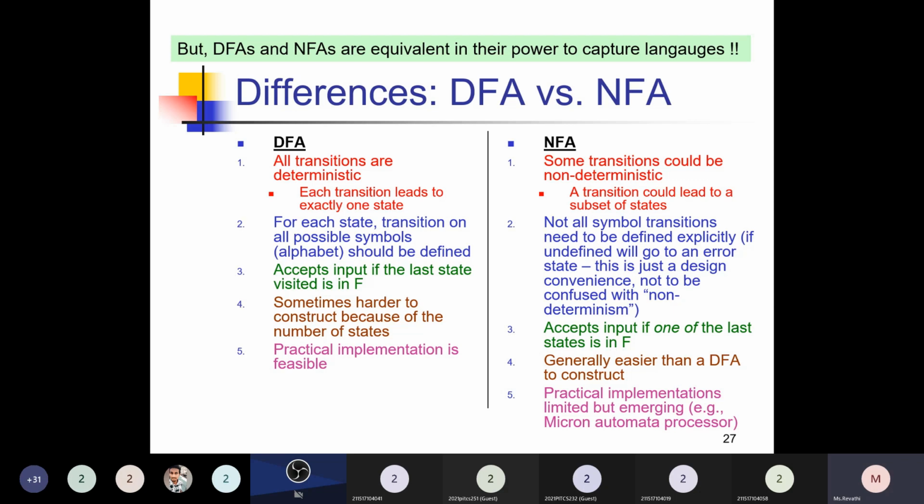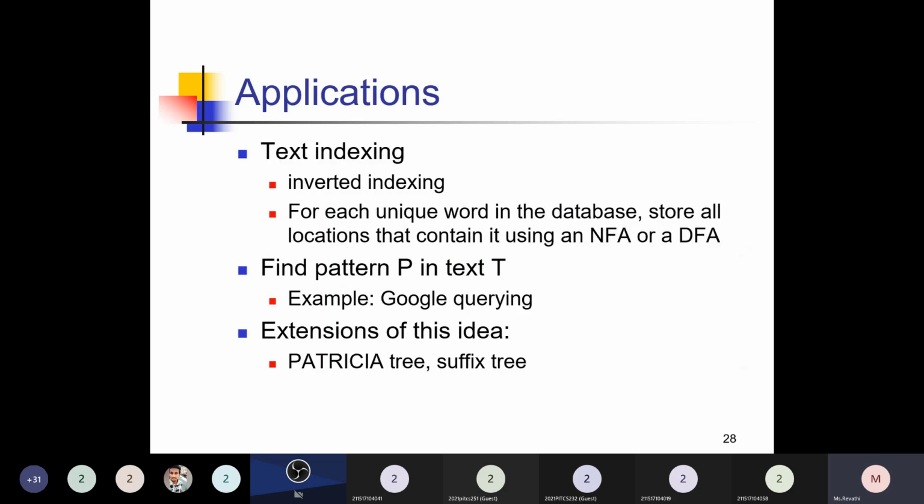The third point is acceptance. A DFA accepts input if the last state visited is in F. The same rule applies for acceptance in both DFA and NFA; an NFA accepts input if one of the last states is in F. What is capital F? It is nothing but the final states. An NFA is sometimes harder to construct because of the number of states. So generally, an NFA is very easy to construct for any given language. Okay, so these are all the differences.